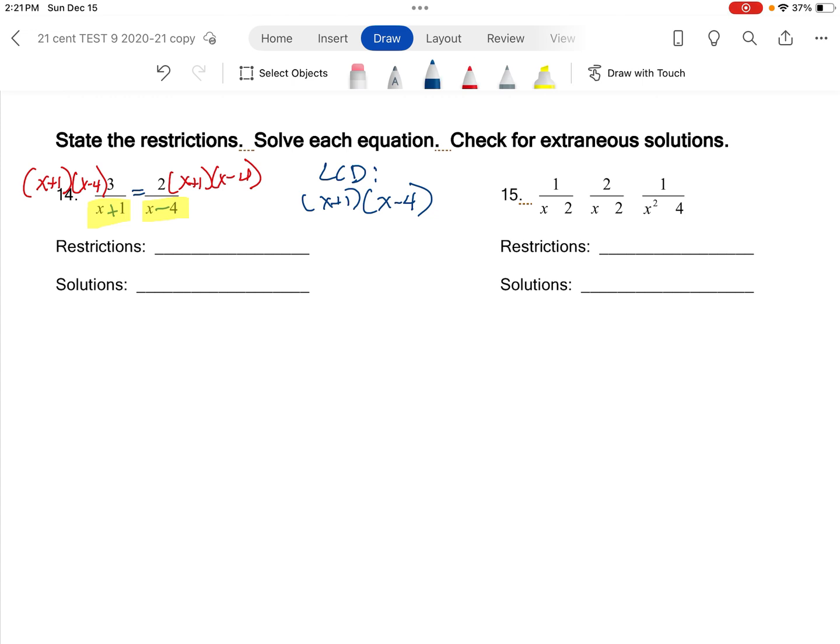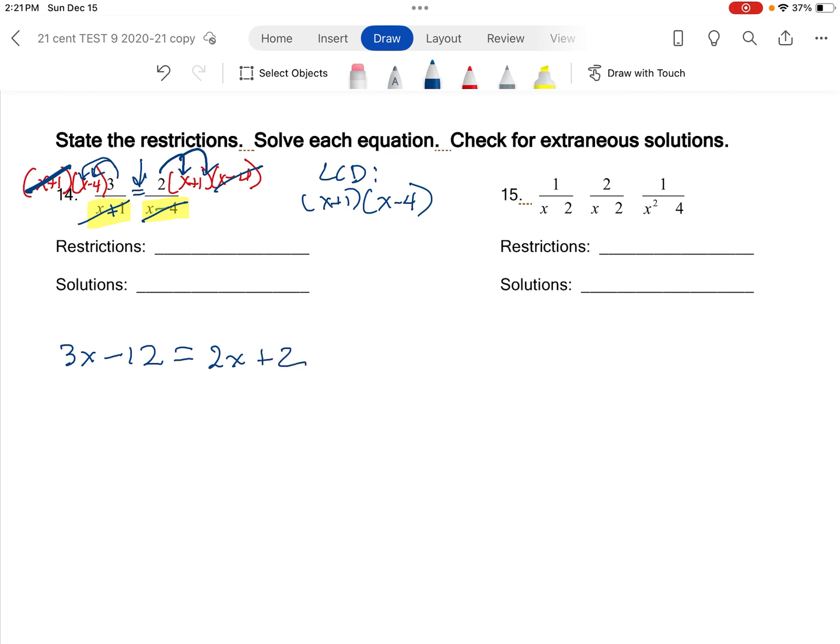Now I'm going to come back and reduce. The x plus 1's reduce. So I'm left with 3x minus 12. Then I have my equal. The x minus 4 is reduced. So I have 2x plus 2.